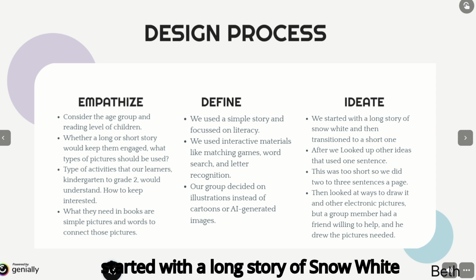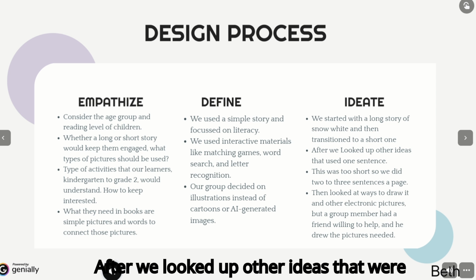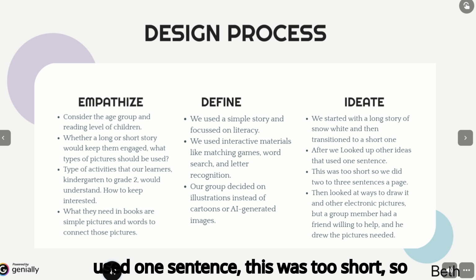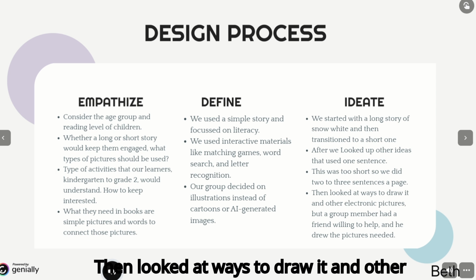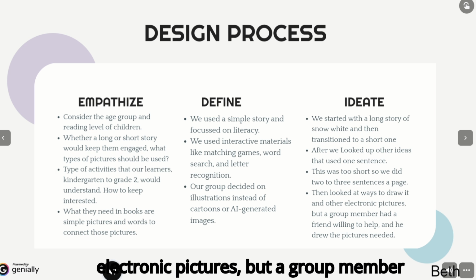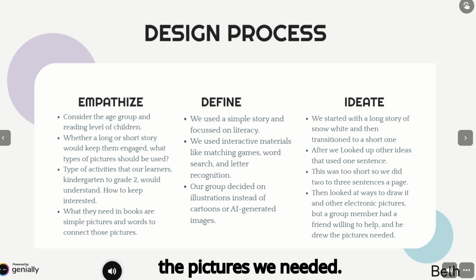Ideate. We started with a long story of Snow White and then transitioned to a short one. After we looked up other ideas that were used, one sentence was too short, so we did 2 to 3 sentences a page. Then we looked at ways to draw it and other electronic pictures, but a group member had a friend willing to help, and he drew the pictures we needed.